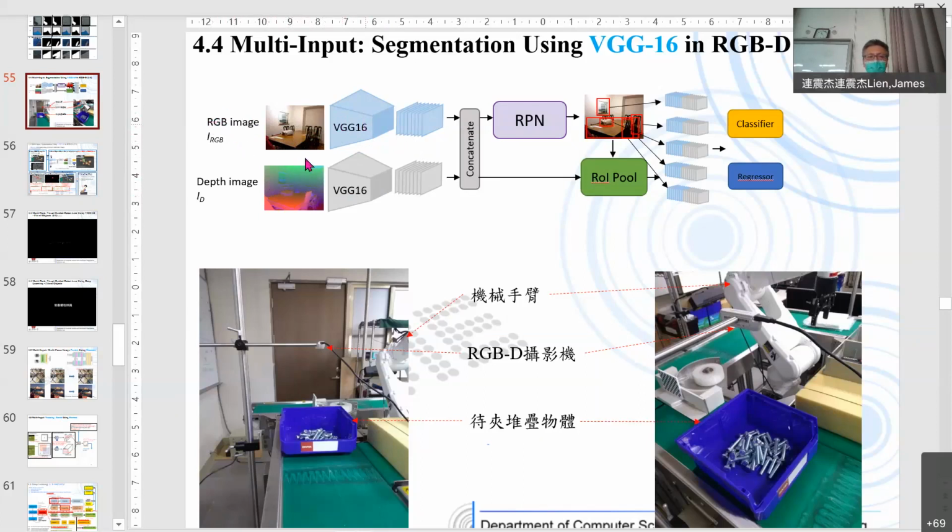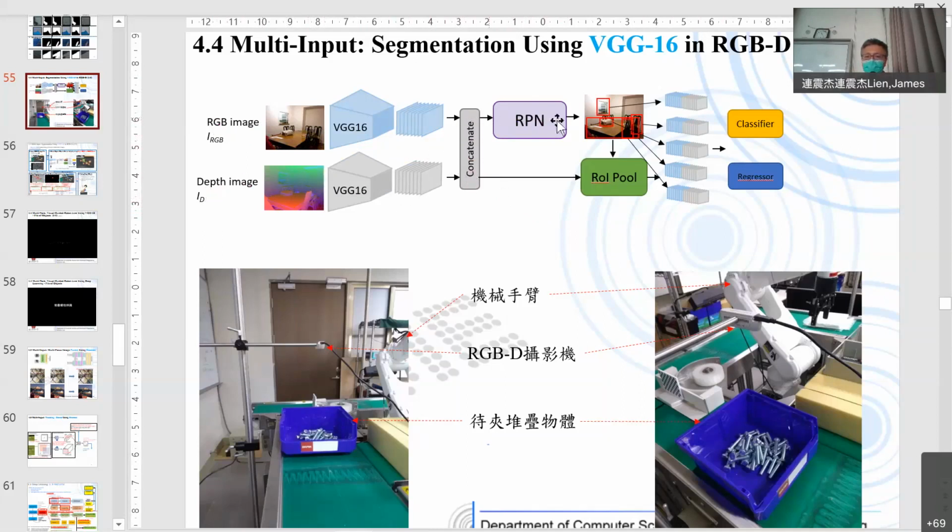So this is RGB, and this will be the depth, sometimes only 1 channel, sometimes 3. The depth input goes to the VGG16 as well, and after that we concatenate and input to the RPN. So this is the first RCN. Basically, this is the first RCN. The difference is that the original first RCN uses only RGB, but right now we have depth.